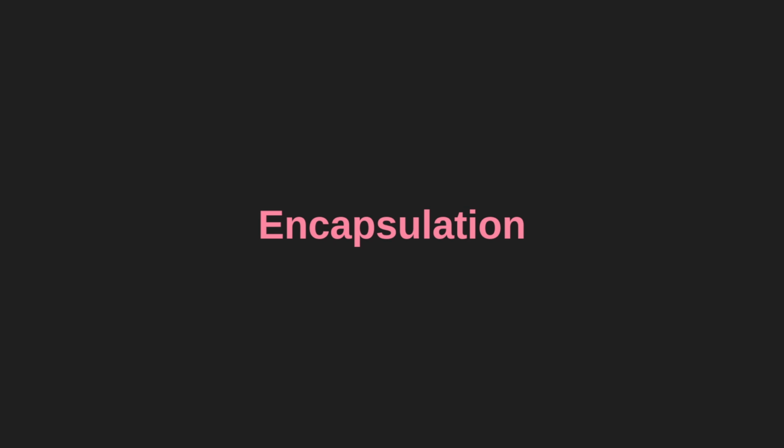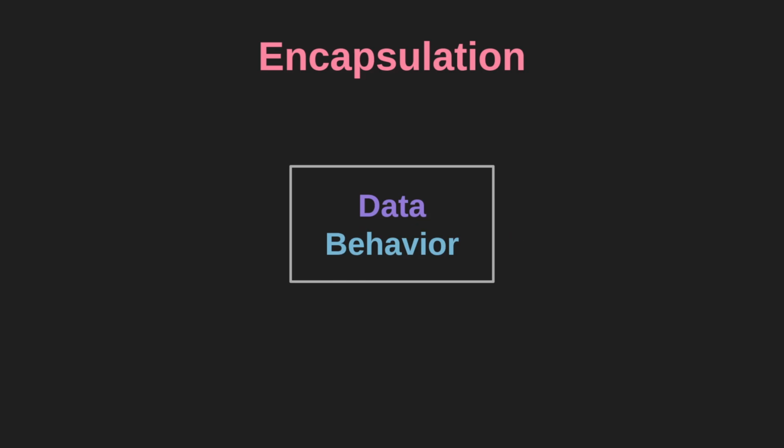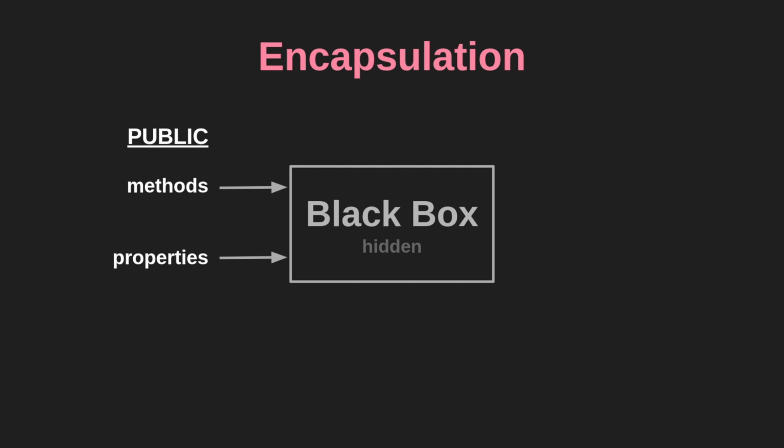Let's now look at a useful and fundamental idea of object-oriented programming: encapsulation. Encapsulation refers to the practice of bundling data and behavior together within a class or object, and restricting access to that data from outside, creating a sort of black box where internal details are hidden while a public interface is provided to use it in an easier way.